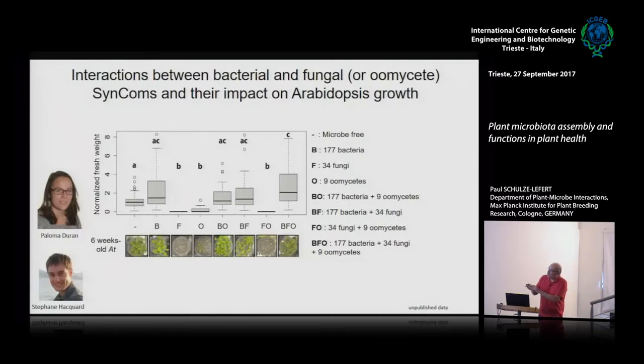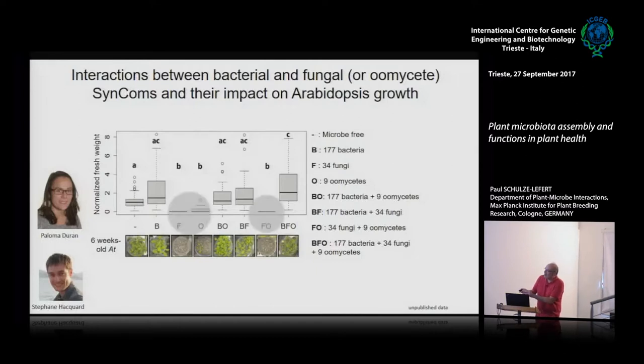And what is shown in this bar graph here is the fresh weight. So it's just the above ground part, the biomass, if you like, of these plants. And in this case, these are germ-free plants after 6 weeks. So no microbes, totally germ-free conditions. The plants grow nicely. Now, when we add all our root-derived bacteria, a total of 177, the plants grow slightly better, but there's a trend, but it's statistically not yet significant.